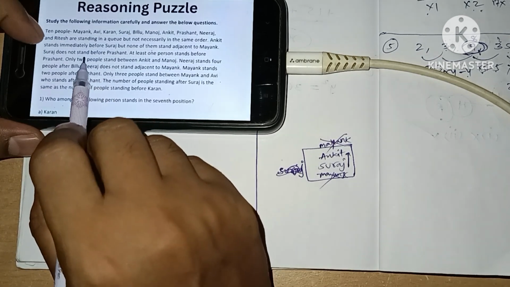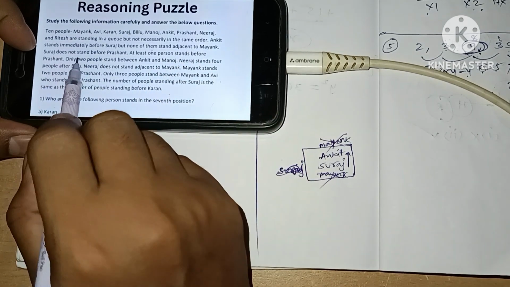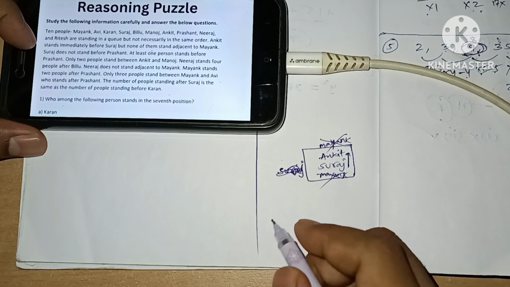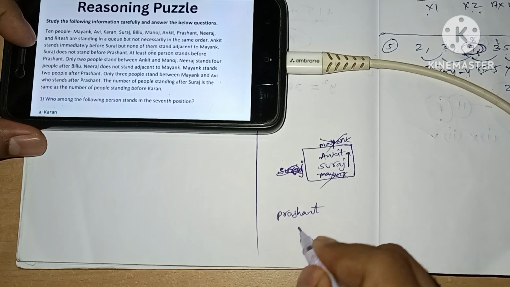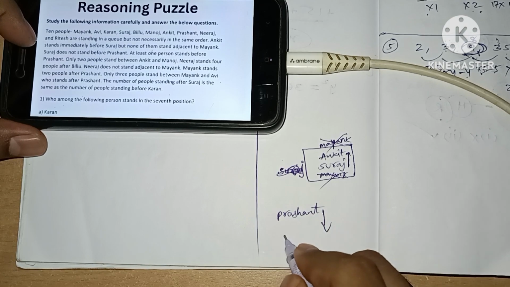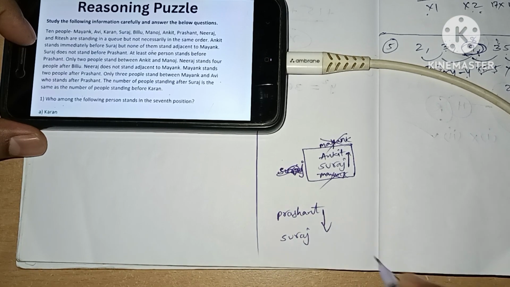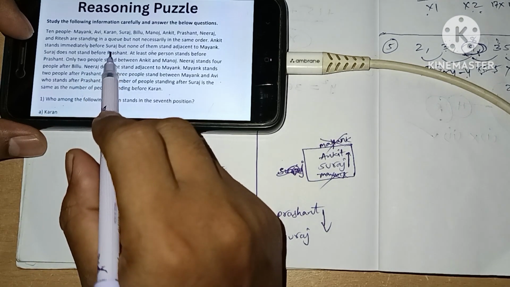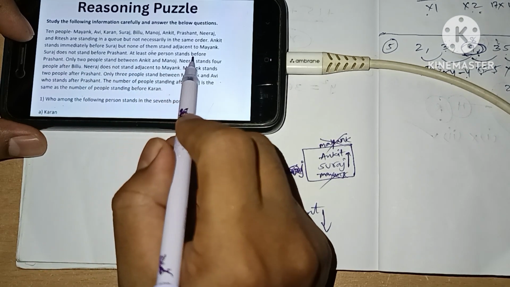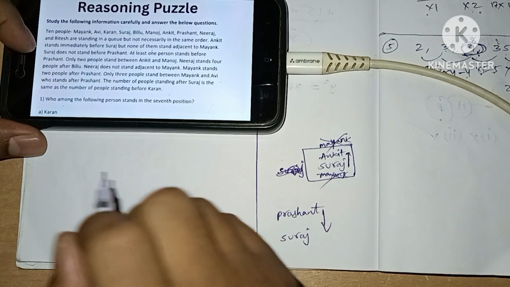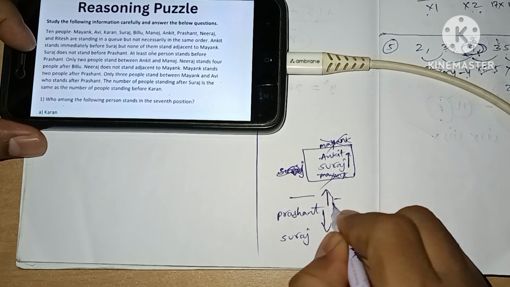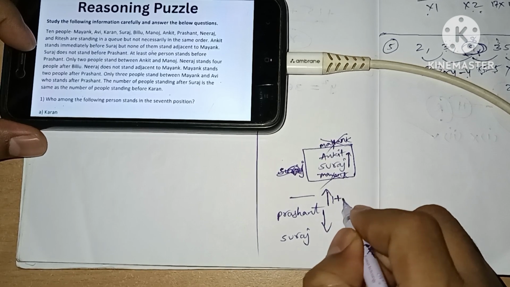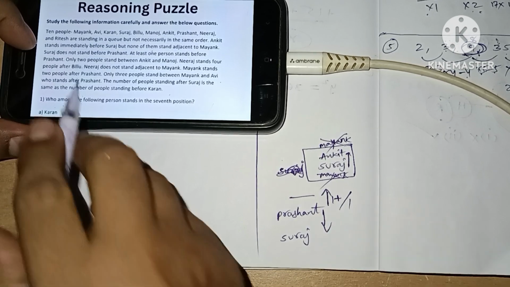Next one. Suraj does not stand before Prashant. So does not before Prashant means after Prashant is Suraj. Okay. Next one. At least one person stands before Prashant. Okay. Above Prashant at least one, or one plus.